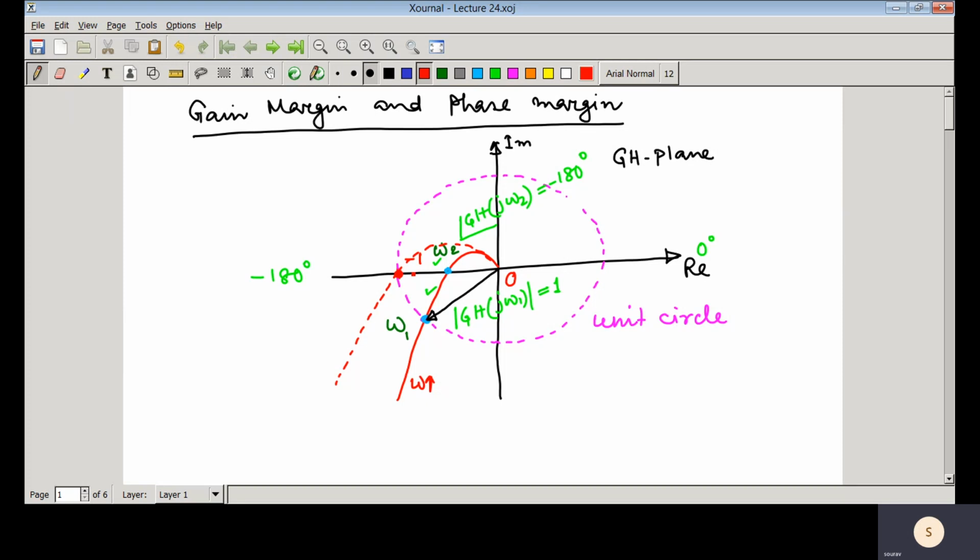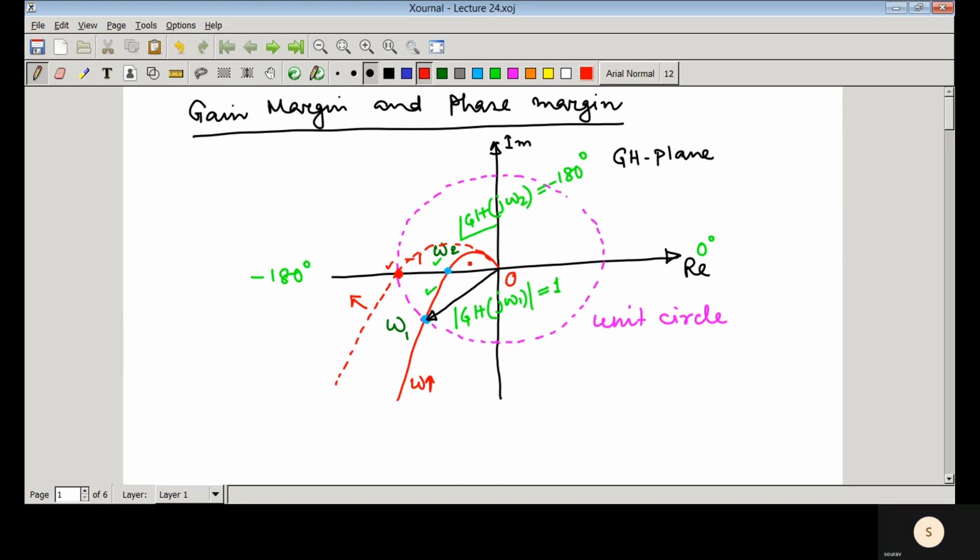So if we just increase that gain further, then what happens? This plot will be shifted towards the left. So then there would be one encirclement of that critical point. And whenever there is one encirclement of that critical point, you can see from the Nyquist stability criterion that N and P would be different. That means the closed loop system would be unstable.